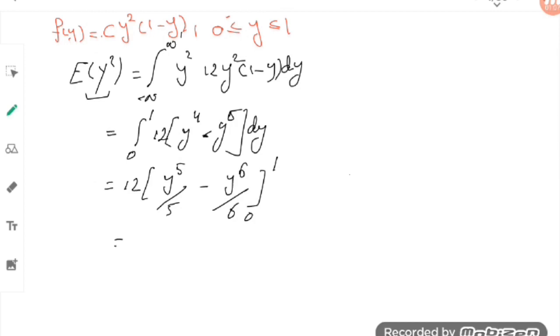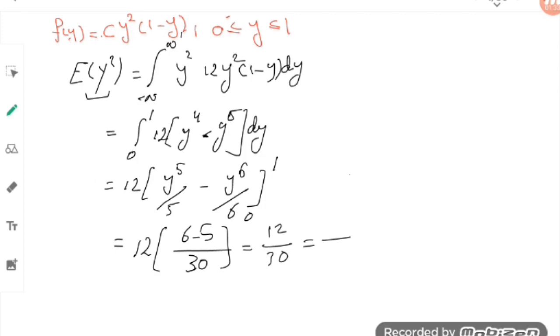This will give us 12 times, with a common denominator of 30, 6 minus 5, which is 1. So the expected value of y to the power 2 equals 12 divided by 30. If we simplify by dividing both values by 6, this will give us 2 divided by 5. This was the expected value of y squared.